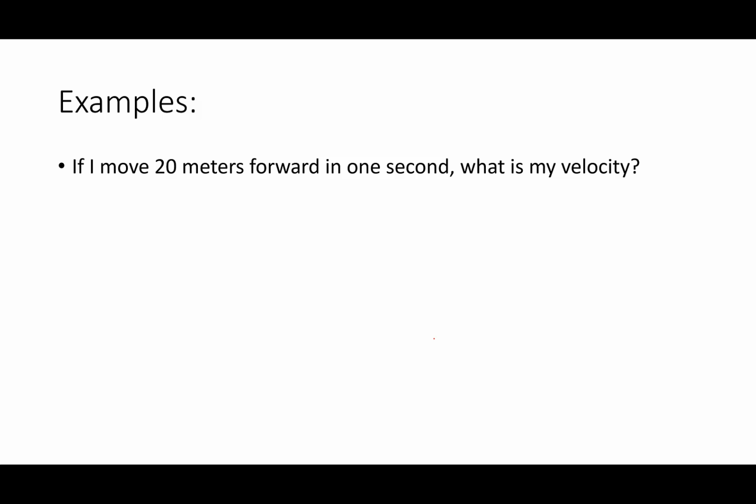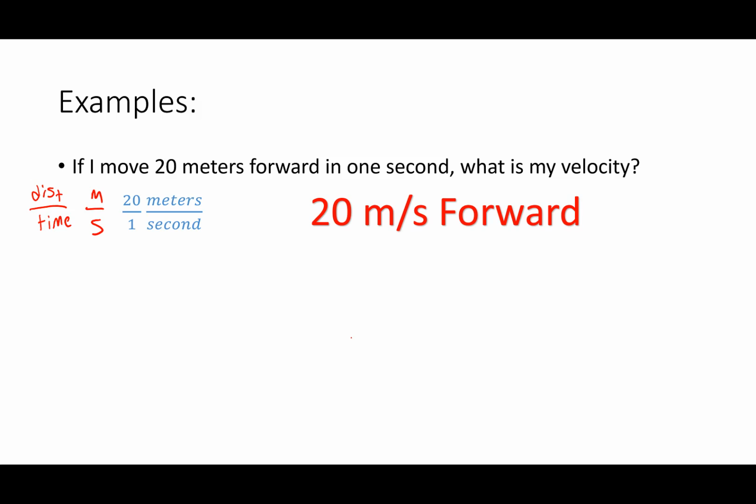So, here's some examples. If I go 20 meters forward in 1 second, what is my velocity? Well, 20 meters over 1 second, because you have distance over the time, right? So distance over time, which is meters per second. So 20 meters per second, which is 20 divided by 1 is 20. And then you also need the direction to make it a velocity. So the velocity is 20 meters per second forward.